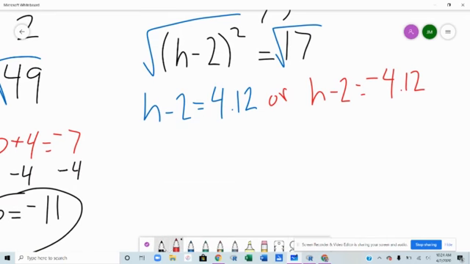Now you can finish solving this. I have h minus 2 equals 4.12. So I'm going to add 2 to both sides. 4.12 plus 2 is 6.12.